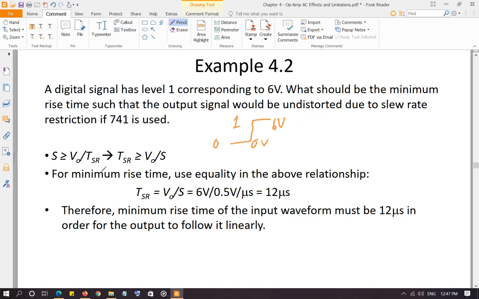So we use the equation, slew rate has to be greater or equal to V naught over the rise time due to the slew rate, and from that we can calculate the rise time due to the slew rate for 741. We know S is 0.5 volt per microsecond, so the rise time due to the slew rate comes out to be 12 microseconds. So the minimum rise time of the input waveform must be 12 microseconds. Maximum can be more than 12 microseconds, that's fine, but it cannot go below 12 microseconds if the output has to follow the input.